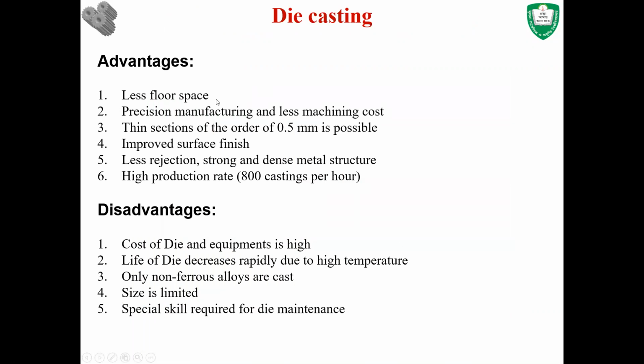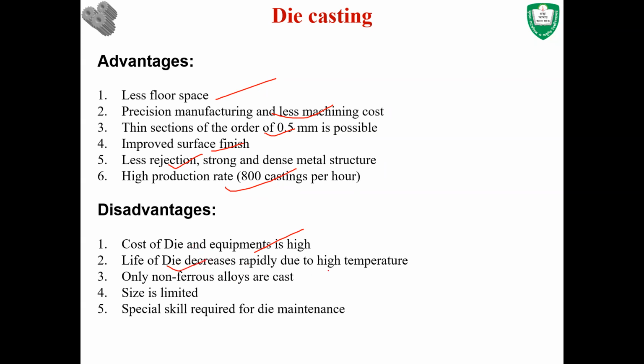There are some advantages of the die casting machine. A very small amount of floor space is required. Precision less machining is required in the final product. Thin sections can also be obtained. Surface finish is good. Rejected parts are very small. High production rate. And disadvantages include the cost of die and equipment is very high. Initial cost is really high because manufacturing a die is very difficult, and it requires a lot of machining operations to manufacture a die. So it is one of the disadvantages.